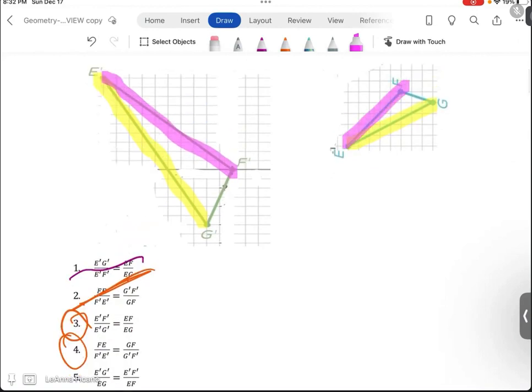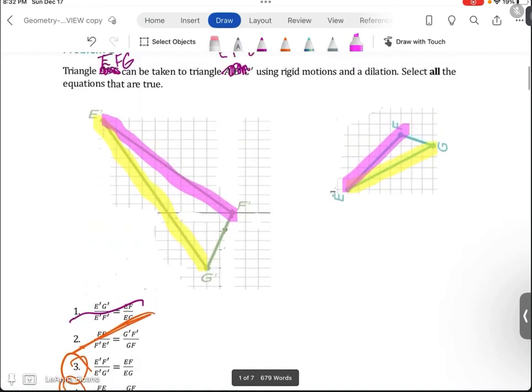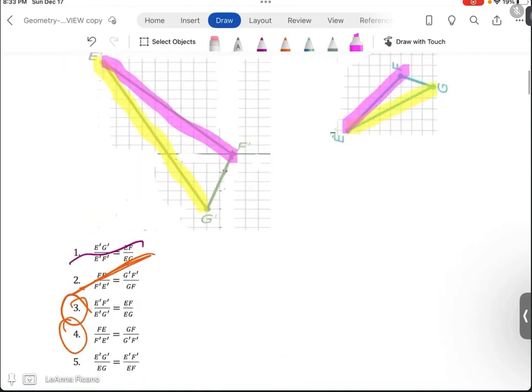Okay, that is also true. So we see the primes are both on the top, right? The corresponding parts. E prime G prime has a relationship to EG, right? And then we have our equal sign, and then we have what would be, they wouldn't be the corresponding parts, but it would show the corresponding relationship, or an equivalent relationship, of two other corresponding parts, E prime F prime, EF.